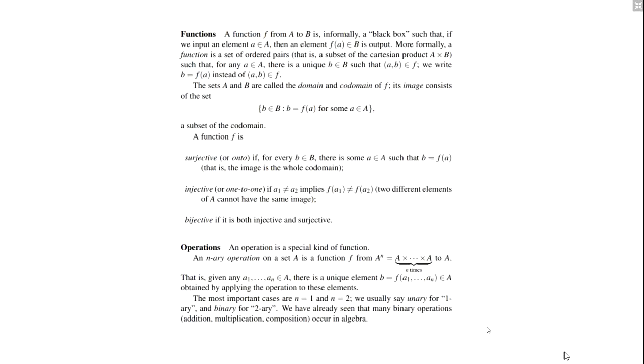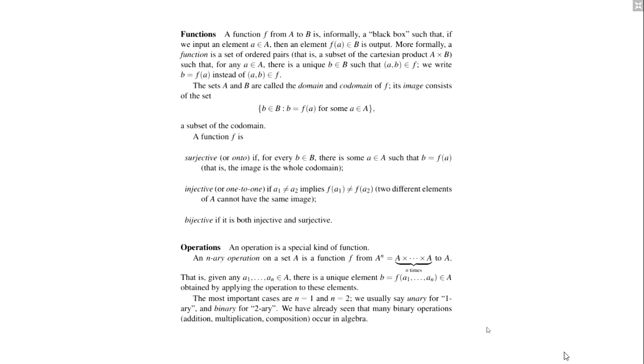So more formally, we can define a function as a set of ordered pairs such that for any element a in A, there is a unique element b in the set B, such that (a, b) belongs to that set of ordered pairs f. And we write f as an ordered pair.